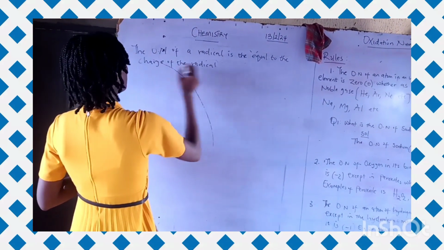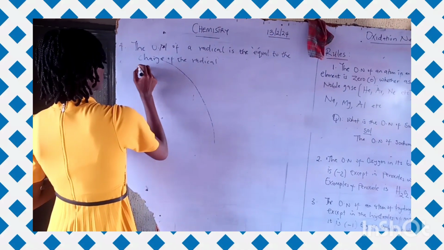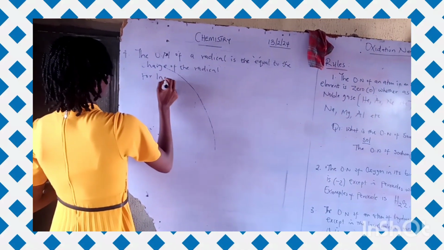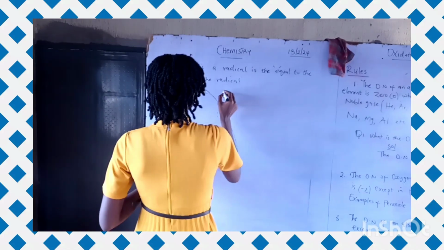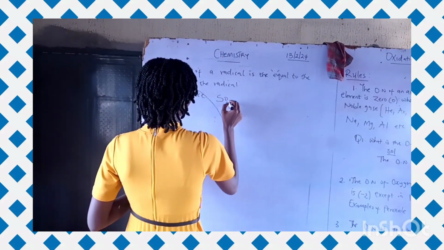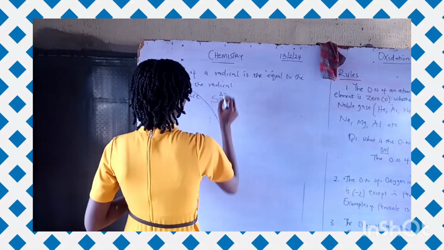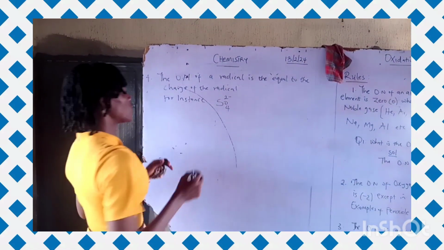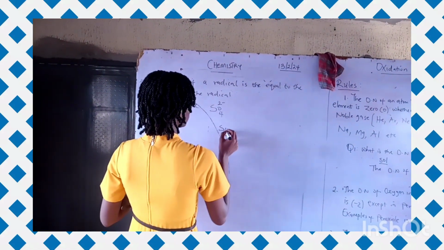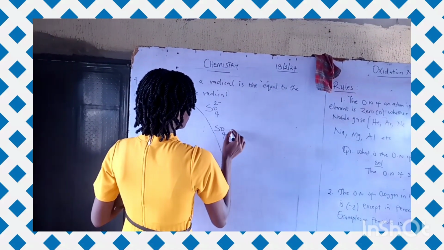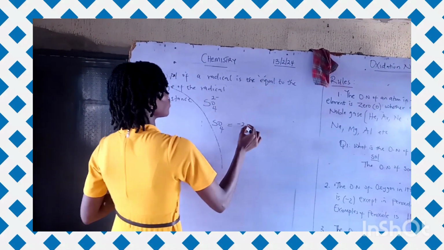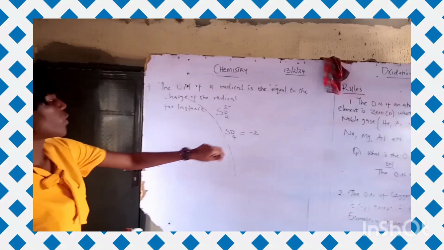Let me see. For instance, we have SO4 2 minus. Now when you're asked what's the charge, what it simply means is this: the charge of SO4 is equal to minus 2. So this is the charge of this radical.